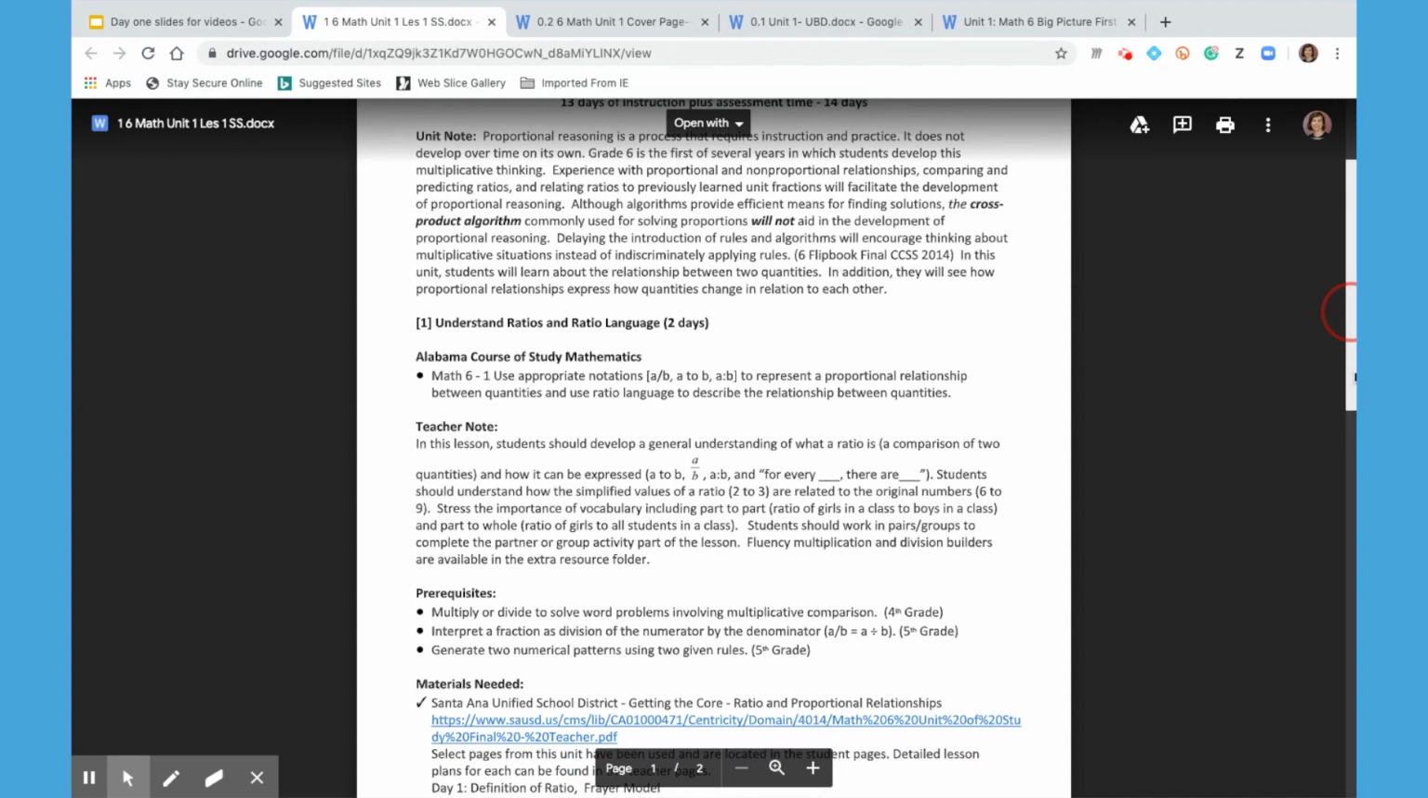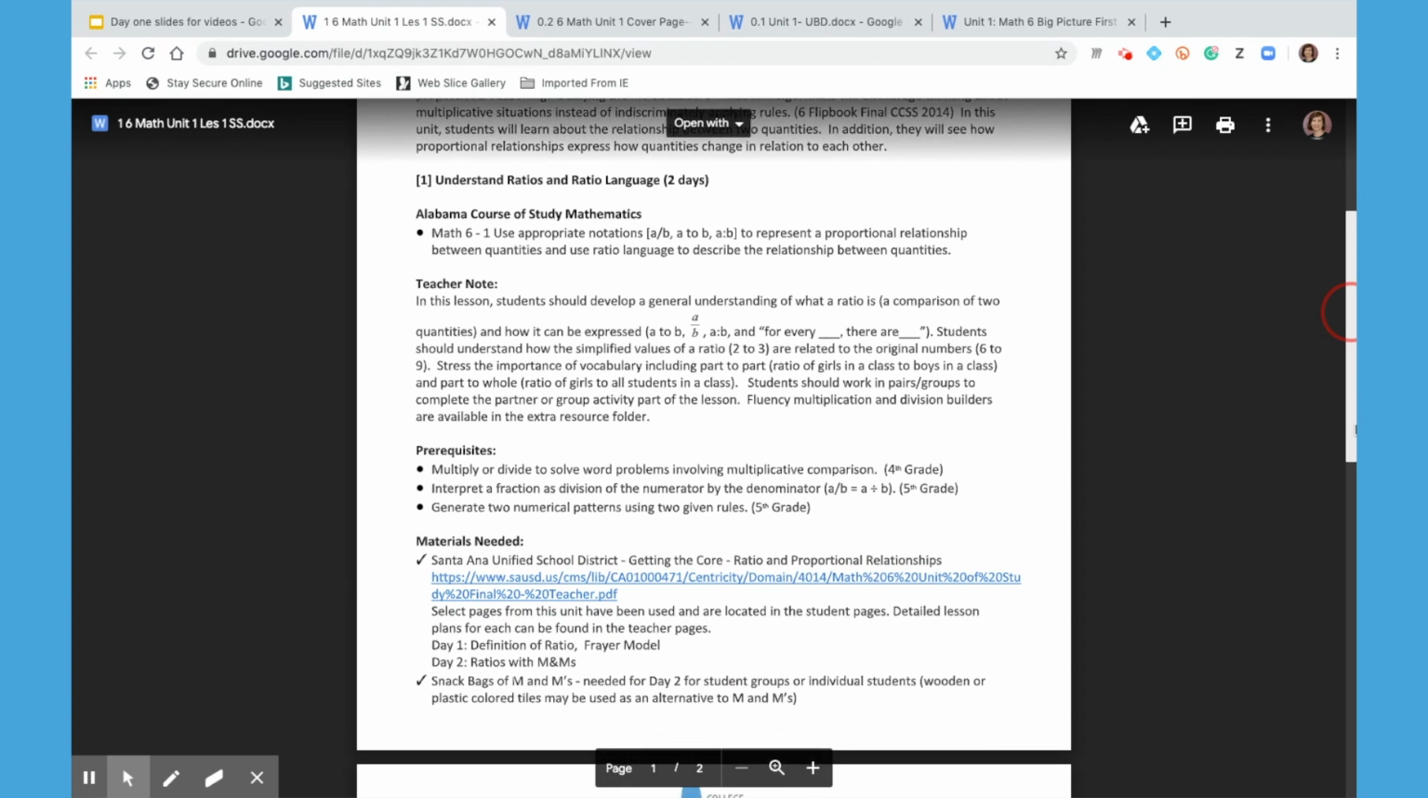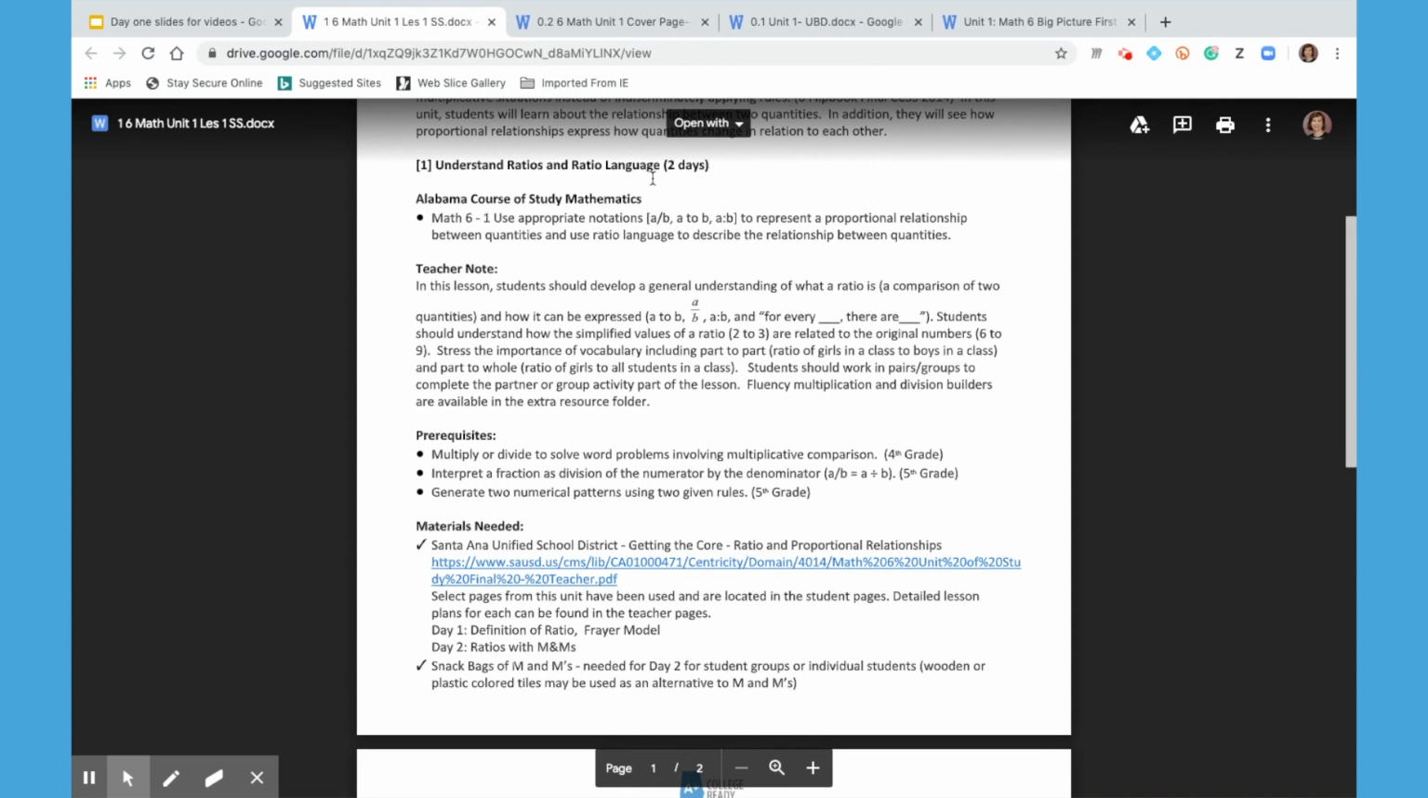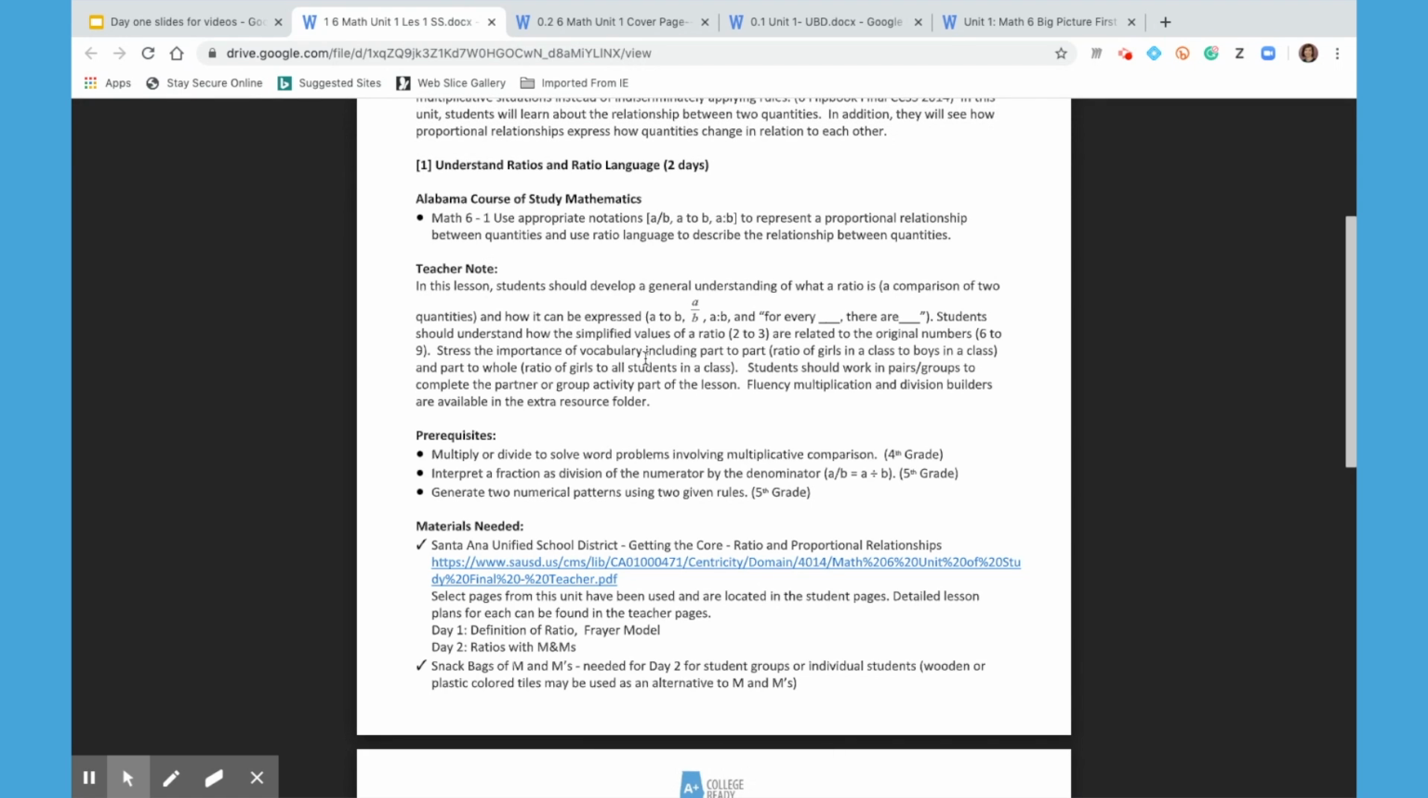Now on to the look of the scope and sequence. We have the title of the lesson, we have the days, understand ratios and ratio language, the course of study, and the teacher note. This basically summarizes what's important to know as a teacher for this lesson.